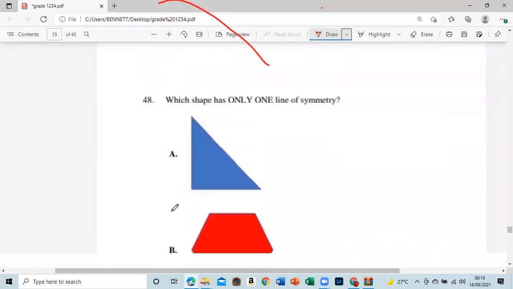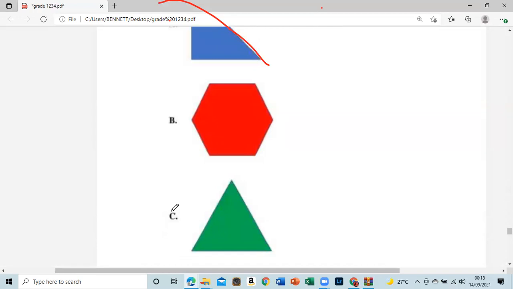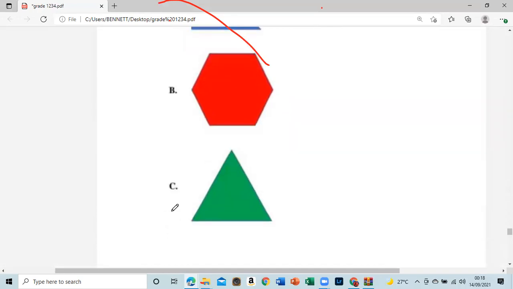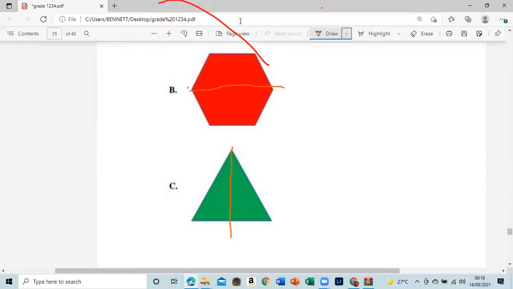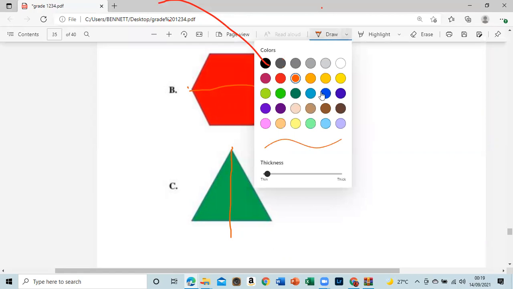All right. 48. Which shape has only one line of symmetry? And again, that will be a triangle, right? And line of symmetry means, hold on, if you fold them together, you get two exact halves. You can't get a line of symmetry here, right? Change the color. So we can get a line of symmetry, right?